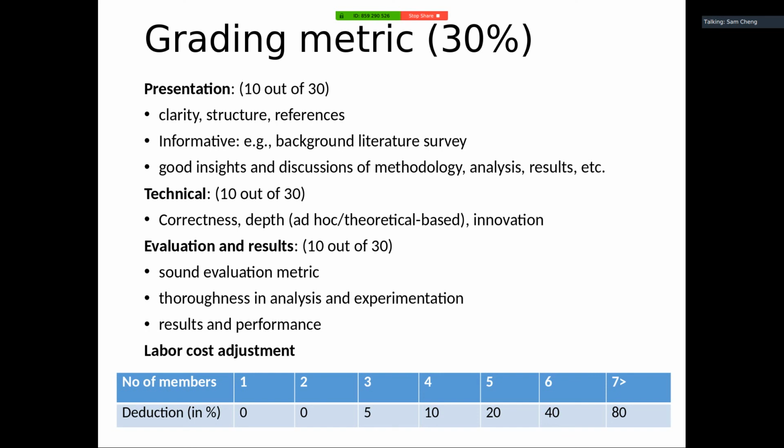Basically, I have a deduction in the percentage if you have more than 2 group members, and the penalty goes up kind of exponentially. It's kind of minor if you have only 3 members, it'll be like 5%. But if you have 7 members, I don't think it makes sense at all, so it will be like an 80% deduction. I don't know if it makes sense. I'm not sure other professors agree with that. But in the workplace, I don't want to hire 8 guys to do one tiny project. It doesn't make sense. So that's the idea there.